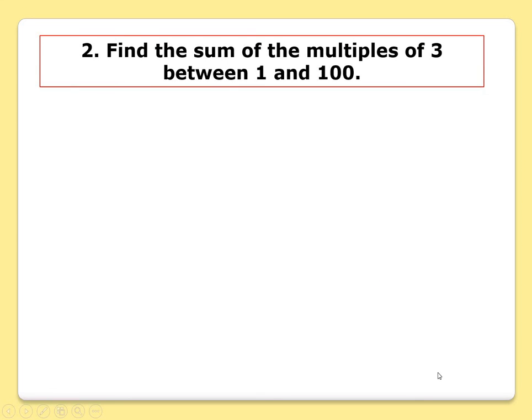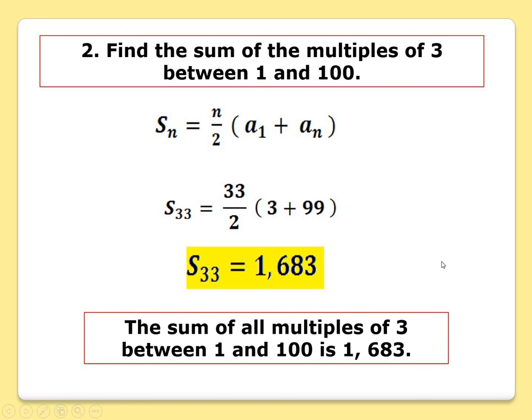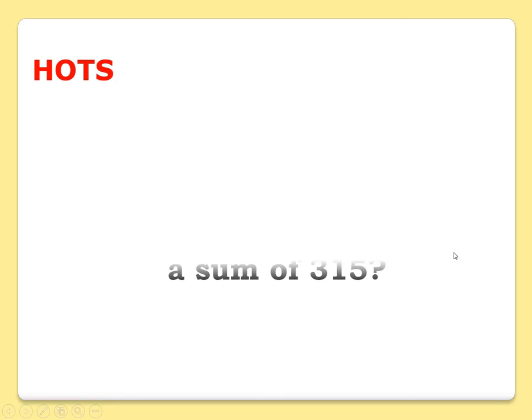Number 2. Find the sum of the multiples of 3 between 1 and 100. So there is the first and the last term, so we use formula number 1. S sub n equals n over 2 times the quantity a sub 1 plus a sub n. And by substitution, s sub 33 is equal to 33 divided by 2 times 3 plus 99. We have this. S sub 33 is 1683. Thus, the sum of all multiples of 3 between 1 and 100 is 1683.